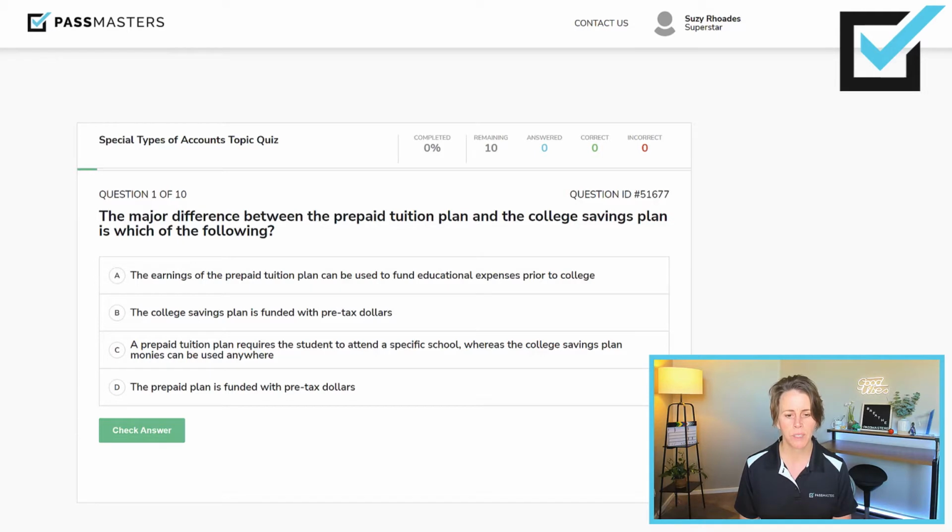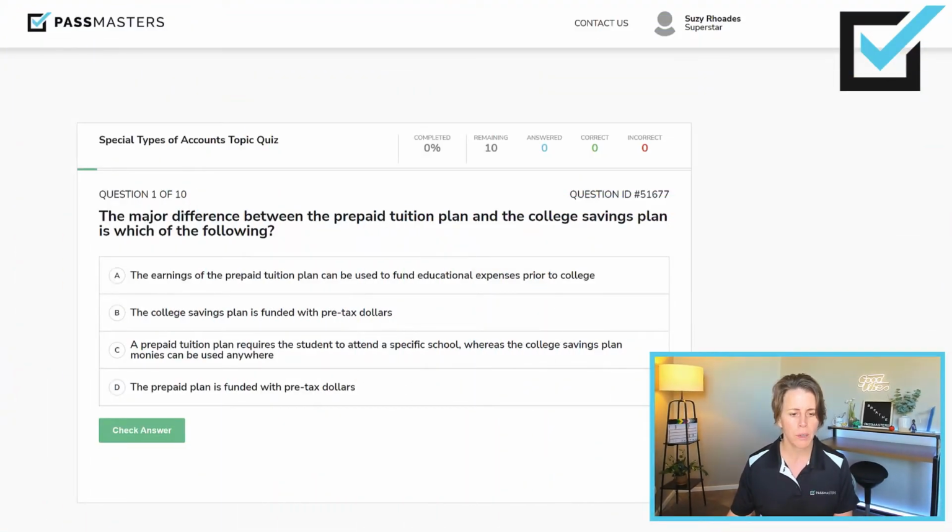The prepaid plan is funded with pre-tax dollars. No, neither of them is funded with pre-tax dollars. There's not a lot of states today that have these prepaid tuition plans, but if you were to establish one, the child must go to that school. So that makes it different from a college savings plan where the money can be used anywhere. So if the college savings plan is out of Virginia, the student can use the money in California or Florida or New York or wherever they would like.